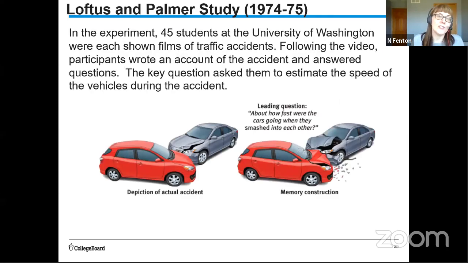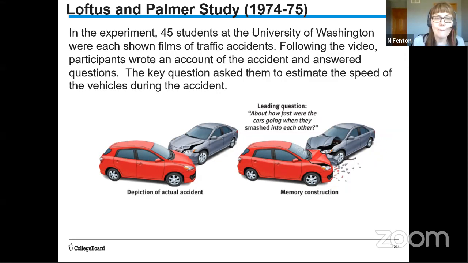Okay, one of the researchers that they want you to really know in cognitive psychology is Elizabeth Loftus. And in her 1974-75 studies, she studied the misinformation effect and false memories and the problems with eyewitness testimony. She's an expert witness in those areas. In her initial experiment, she had 45 students and they all watched a video of a car crash and they answered questions. And I think they had to write a report, like an account, as well.